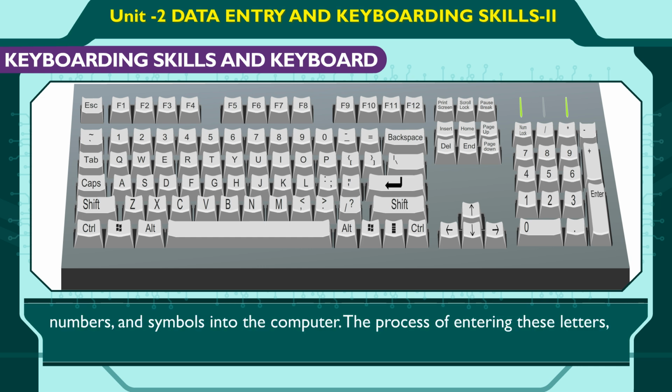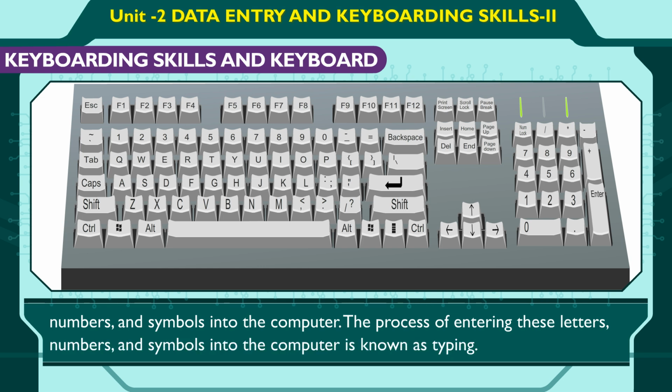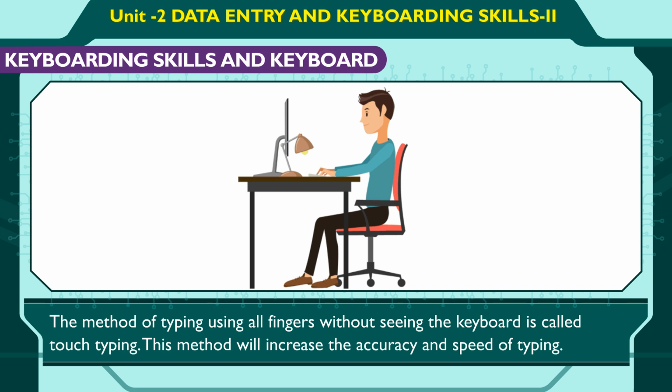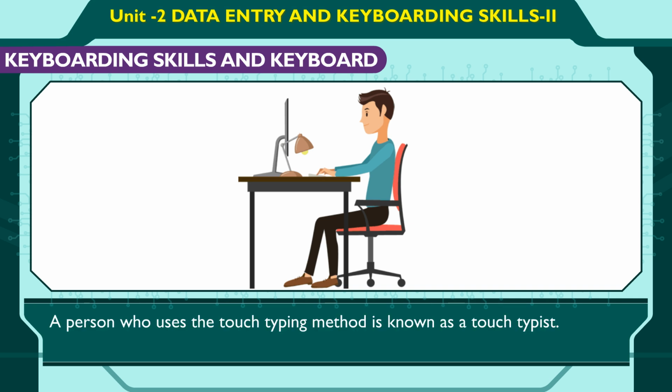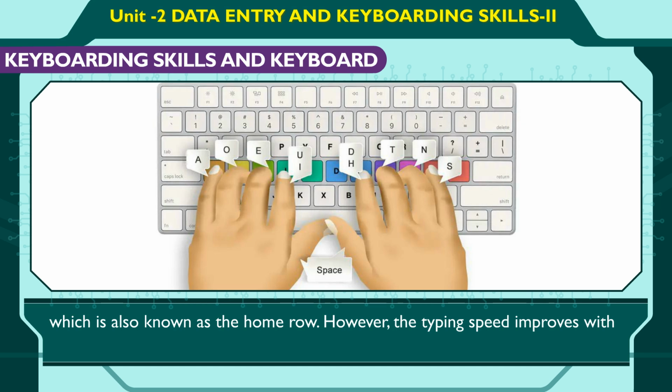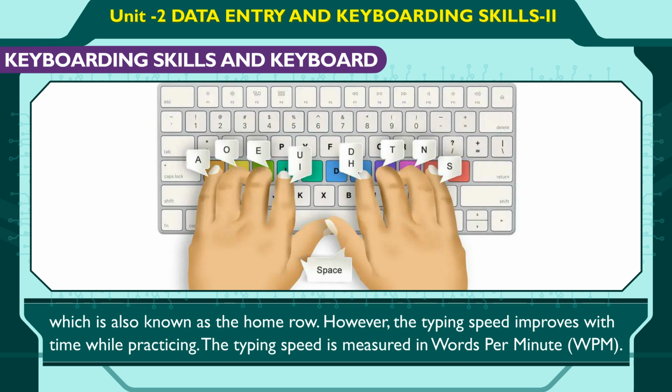The process of entering these letters, numbers and symbols into the computer is known as typing. The method of typing using all fingers without seeing the keyboard is called touch typing. This method will increase the accuracy and speed of typing. A person who uses the touch typing method is known as a touch typist. The touch typist places 8 fingers on the middle row, which is also known as the home row. However, the typing speed improves with time while practicing. The typing speed is measured in words per minute, WPM.